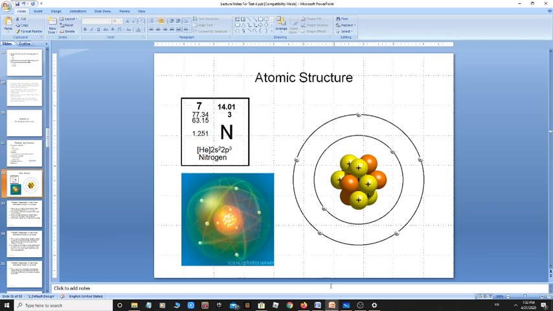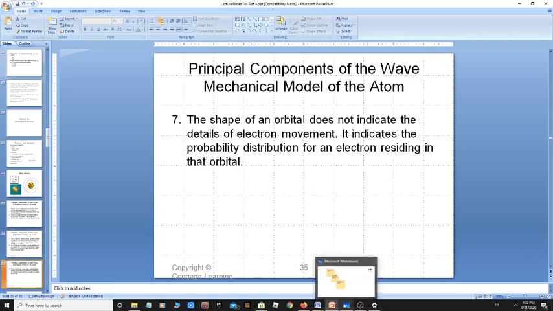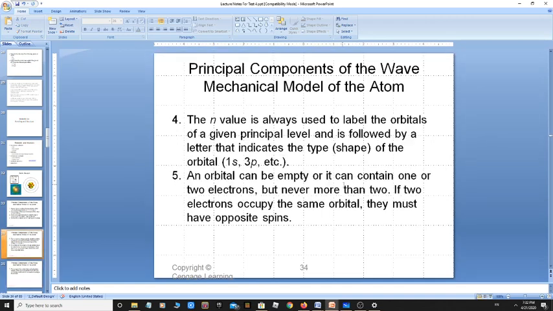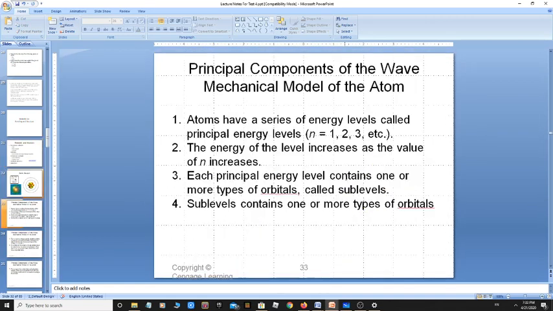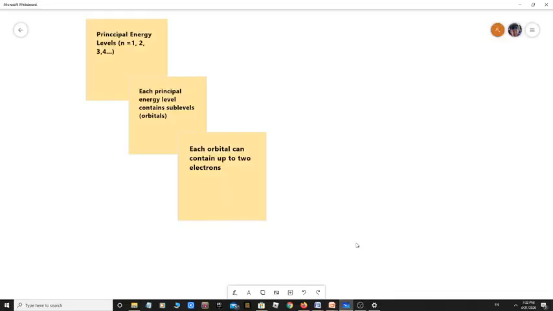Now, what we're trying to learn next, I've summarized the next few slides into a few simplified slides. What we just talked about, those orbits, those circles, let's look at them again. We believe there's a certain number of electrons that can be located on these circles. We call these principal energy levels.